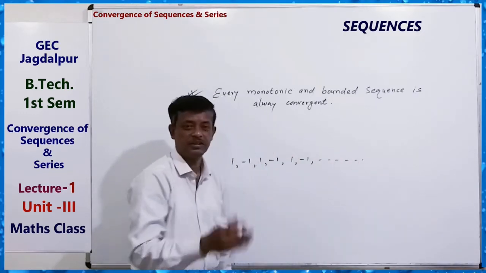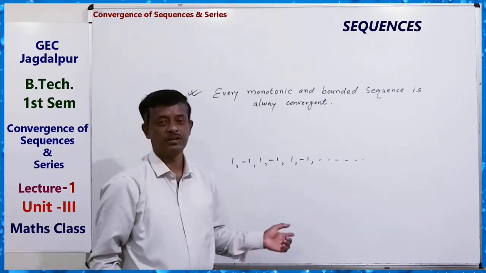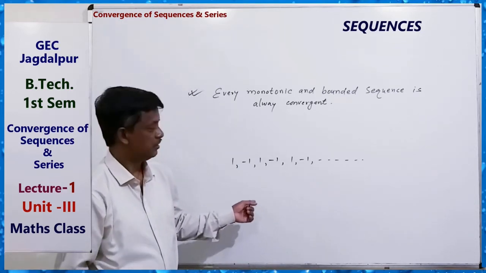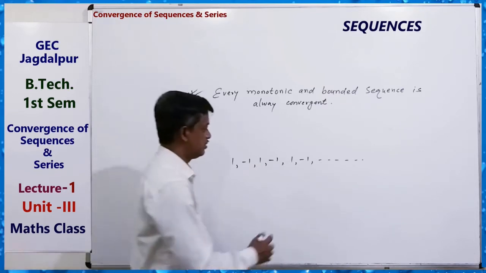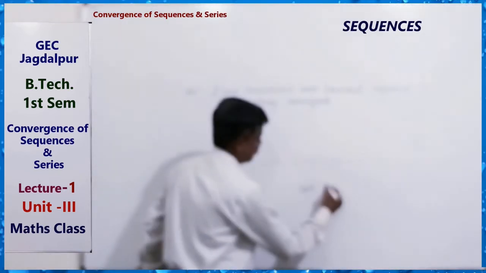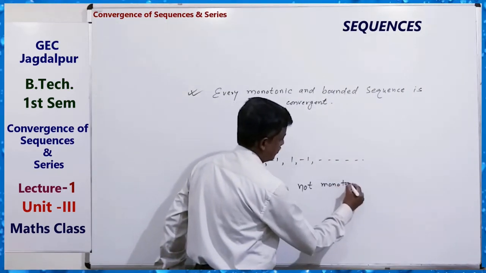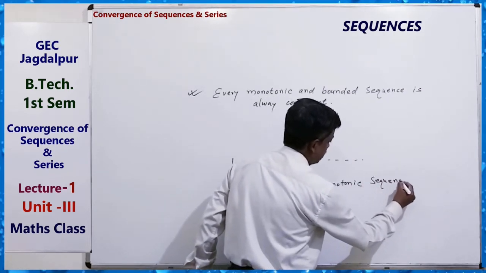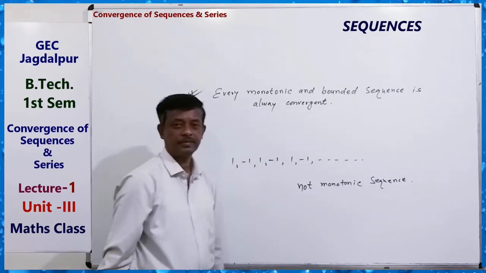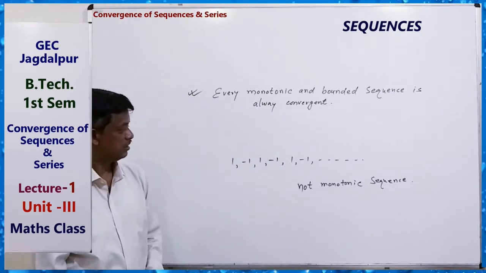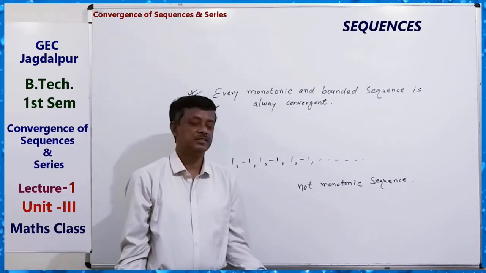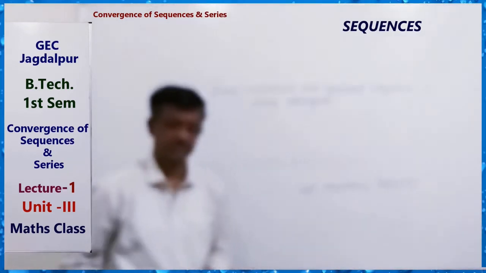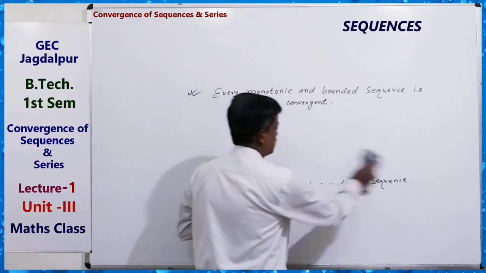Here, this sequence is not monotonic: 1, then -1, 1, then -1. It is not increasing and not decreasing. So this is not a monotonic sequence. Clear?